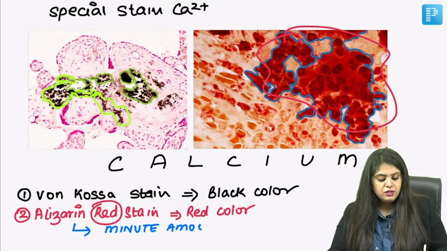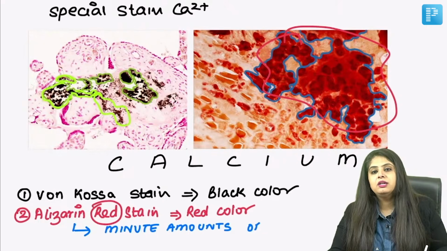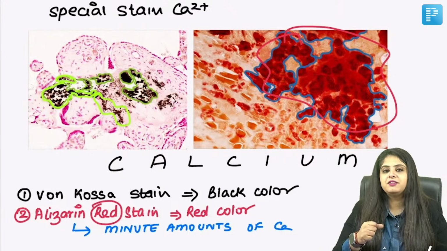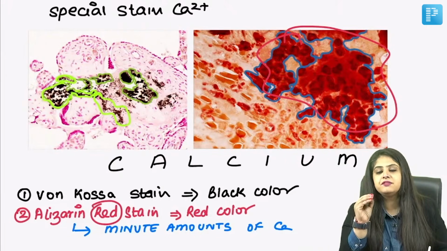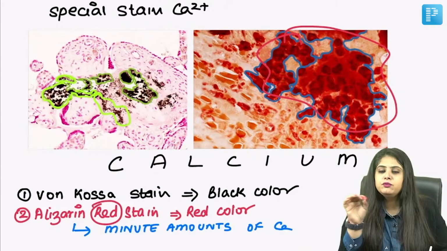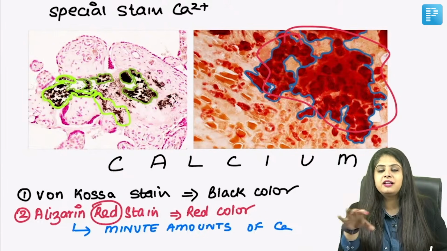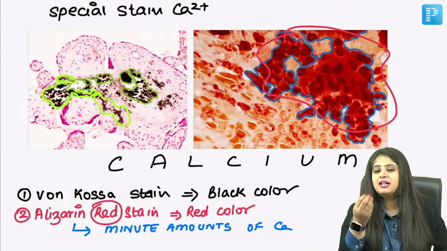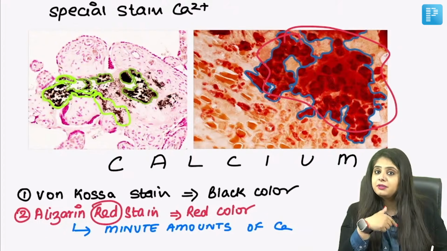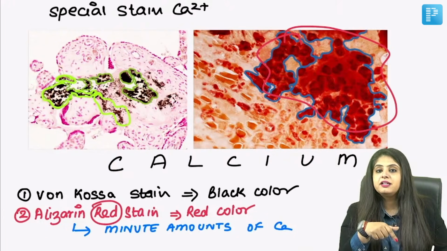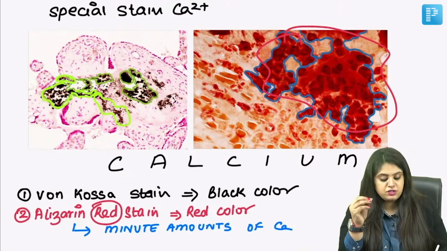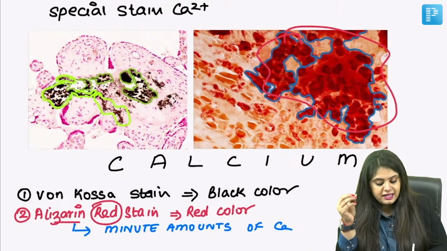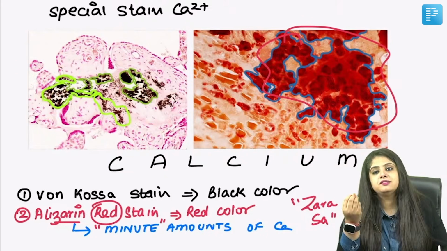What does that mean? You will say, ma'am, it has been only 5 days this person is having calcification. He has very little calcification in his tissues. Only a few dots, a few speckles, sprinkled calcification. Can any stain pick up that little calcium? Yes. Alizarin red can pick up the smallest amount of calcium. How have I learned it? Alizarin can pick up zara sa calcium. Alizarin red can pick up minute, tiny calcium.